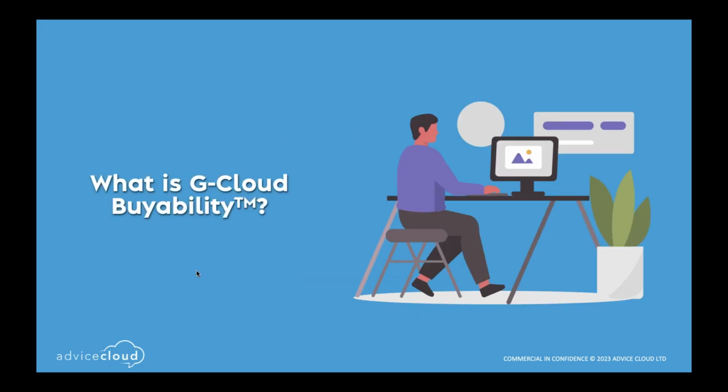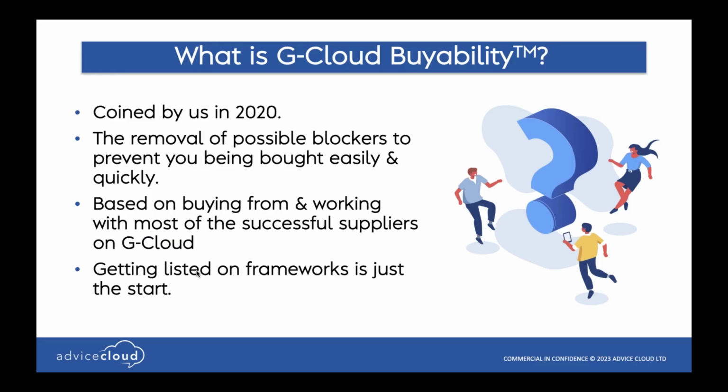So what is G-Cloud Buyability? This is a term coined by us in 2020. We were trying to work out what the possible blockers are that are preventing suppliers from being bought easily, compliantly, and quickly. It is basically the art of being buyable, making sure that you cover all of the requirements of a buyer.